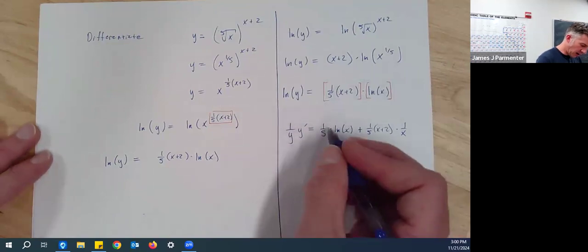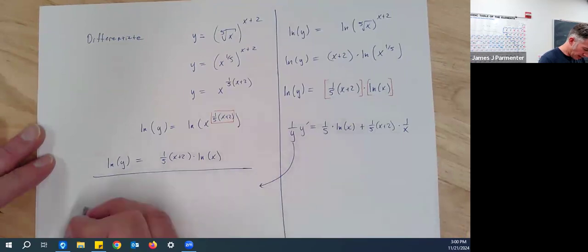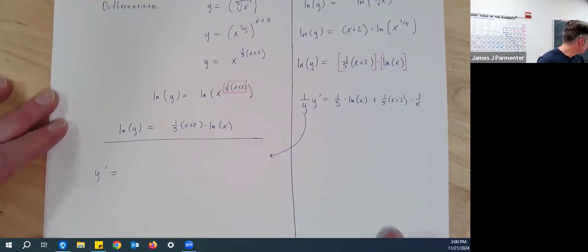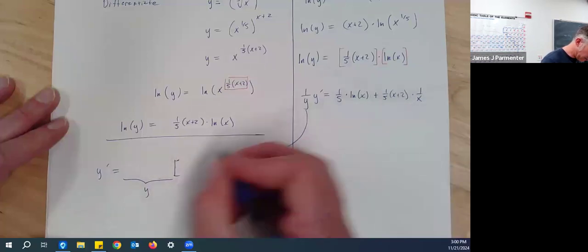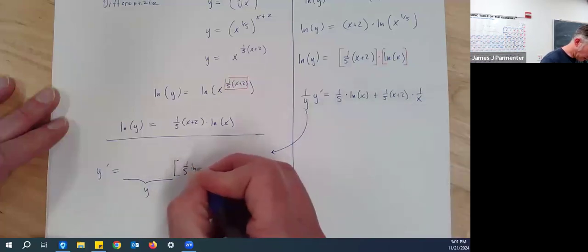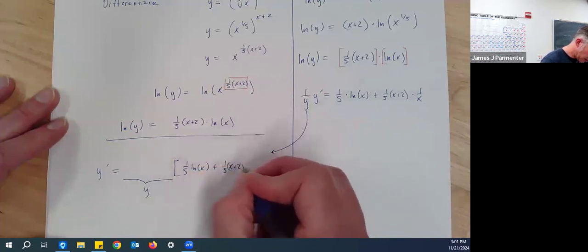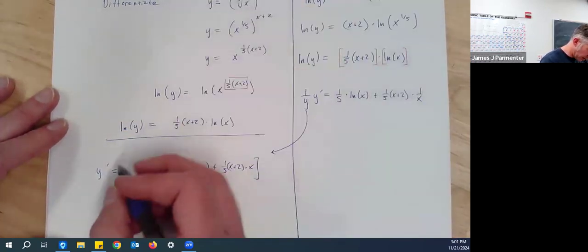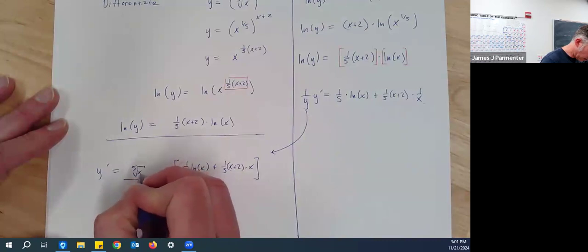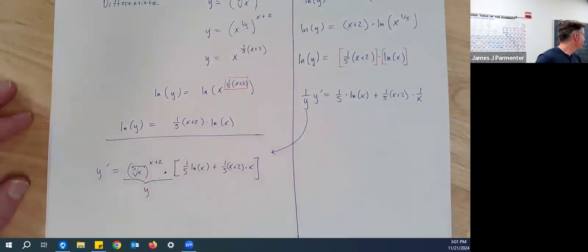Finally, we're going to multiply both sides by y. Let me just write it down here. So we're going to get that y prime is equal to y times all that stuff: 1/5 natural log of x plus 1/5 x plus 2 times 1 over x. And the y here is going to be the original y I started with, which is the 5th root of x raised to the power of x plus 2. Not too terrible.